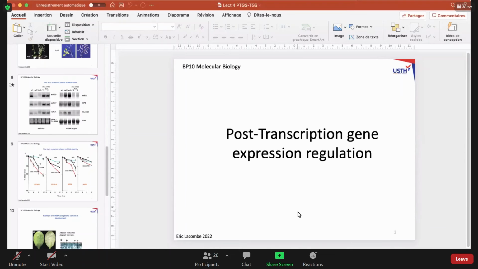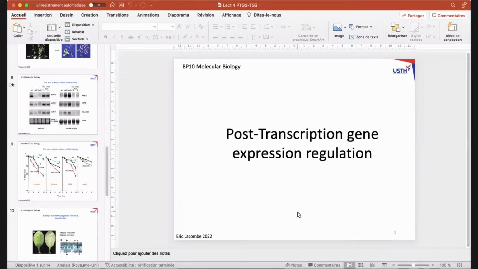So we're going to have a quick look at another process. And we will end up with one, but I wanted to show you a little bit more technically how it works. There are different ways to call it. The general name is post-transcriptional gene expression regulation.